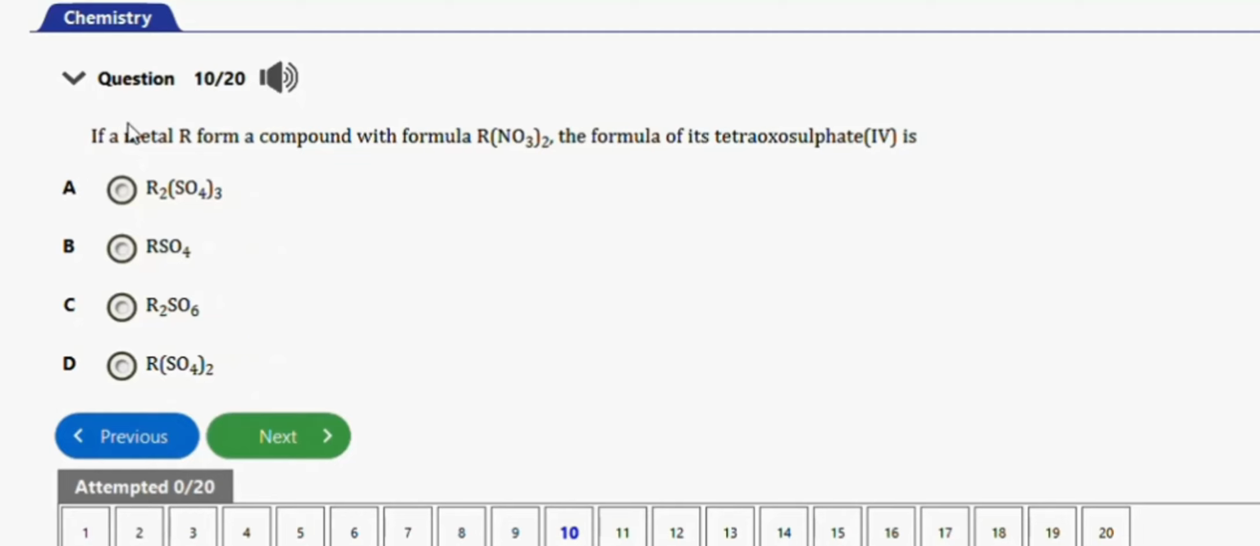It says if a metal R forms a compound with formula, the formula of its tetraoxosulfate(VI). So looking at these, the right answer will be option B. Alright, so that's it for this question, option B. This is the one that is the formula of tetraoxosulfate(VI), which appears to be option B. The next question will be this one.